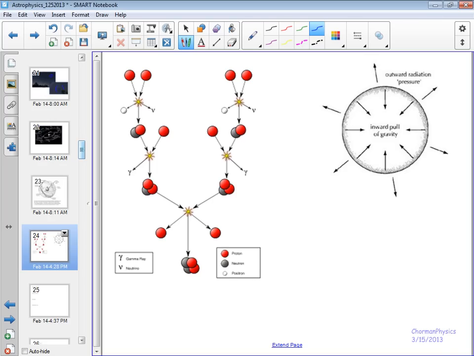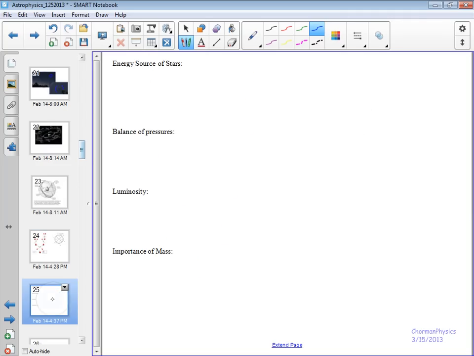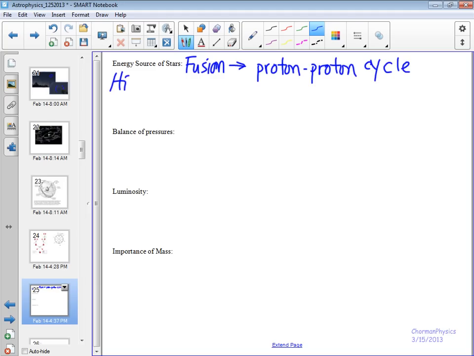So let's actually go ahead and write a few of these things down here. I have this image here for you to see. But the energy source of stars, right, is fusion. All right, you have proton-proton, which is pretty much just two hydrogen nuclei colliding. Proton-proton cycle. Well, we require high temperature and high pressure for this to happen.